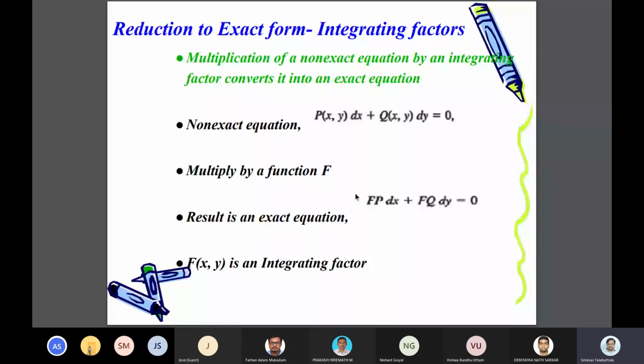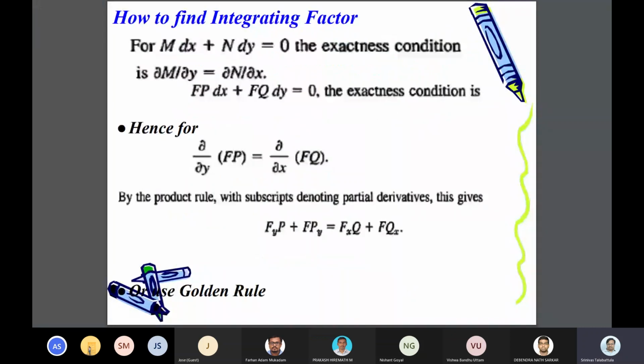So you reduce this to exact form by multiplying by this function f called the integrating factor. So the interesting part in this is to find out the integrating factor. So how to find it is an important question. Now we can work back like what we did in the beginning. We can work back fp into dx, fq dy, and differentiate with respect to y, differentiate with respect to x, and then equate. And you can find out a solution for f. So that is called the integrating factor.